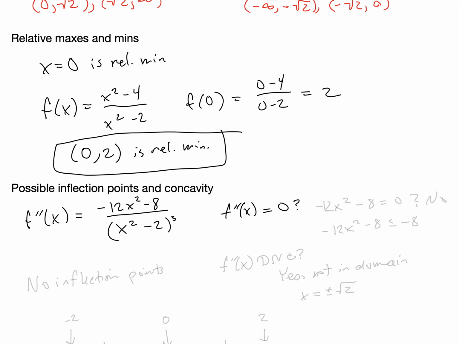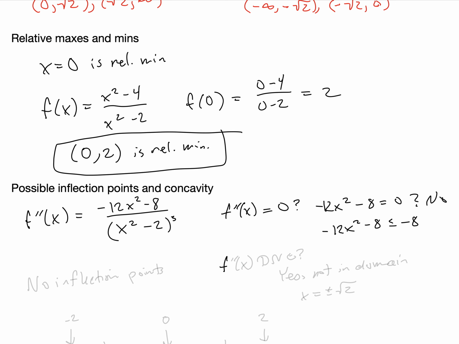Well, that would be if the numerator equals 0, negative 12x squared minus 8 equals 0. And does that ever occur? Well, this is negative 12x squared, a negative number, minus 8. That is always going to be less than or equal to negative 8. So negative 12x squared minus 8 is never equal to 0. It's always less than or equal to negative 8. So the answer here is no.